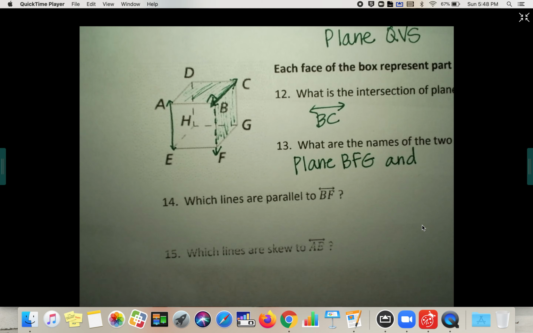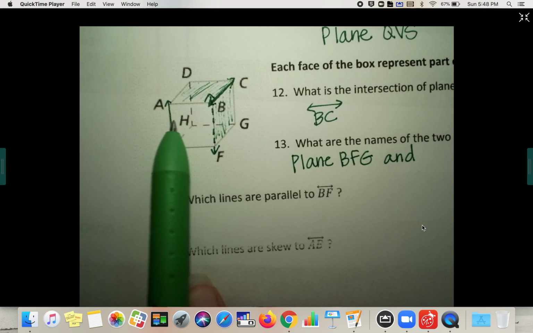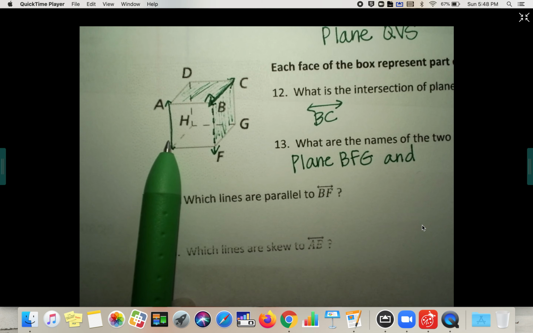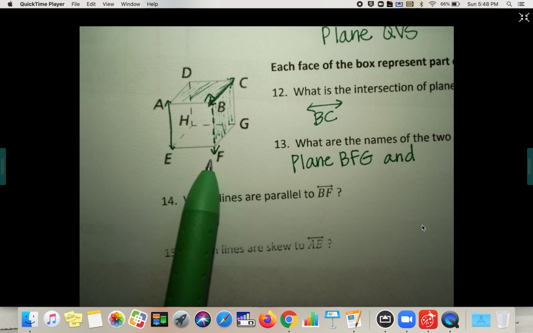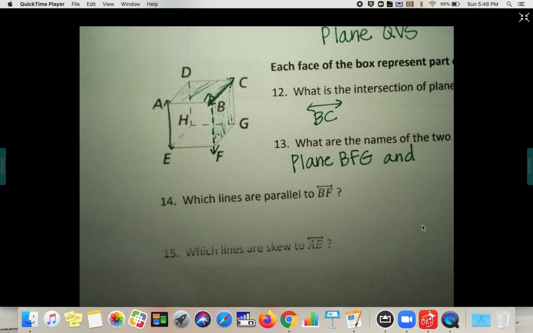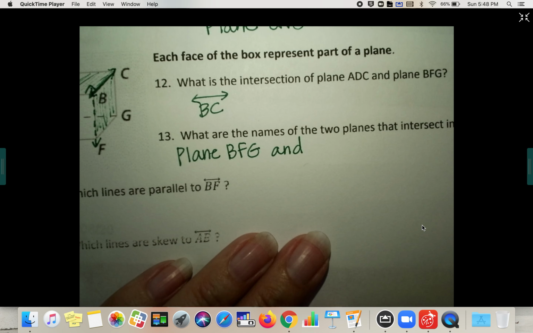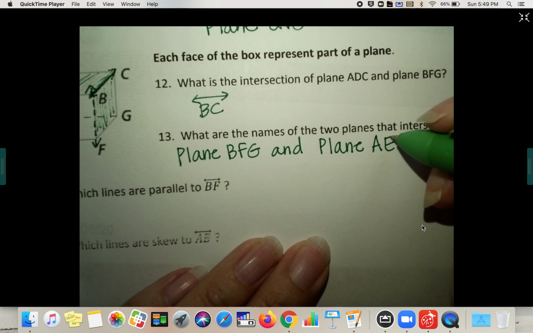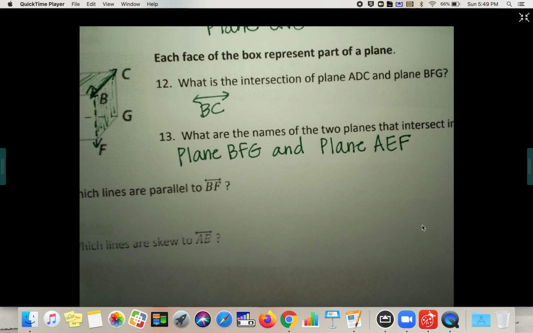And the other plane that intersects there is this front one that I have not shaded in, that's white. So we could call it BAE, we could call it BFE, we could call it AEF, doesn't matter. So pick 3 of those to name the plane. I'm going to name it plane AEF. Okay.